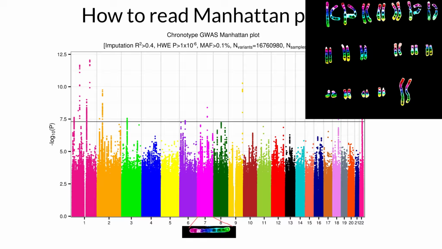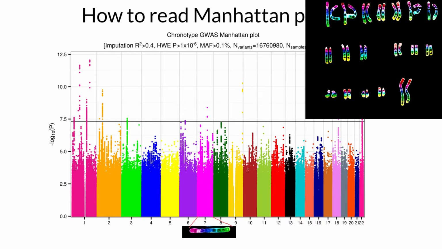This is the magic threshold. In, say, a real city, you have many small buildings, but in a Manhattan plot, we only care about the tallest ones. And scientists draw a horizontal line, usually at the value of 7.3, or in this case maybe 7.4. Anything below the line is ignored. It's just background noise. And anything above the line is a winner. It means we have found a gene that actually does something.